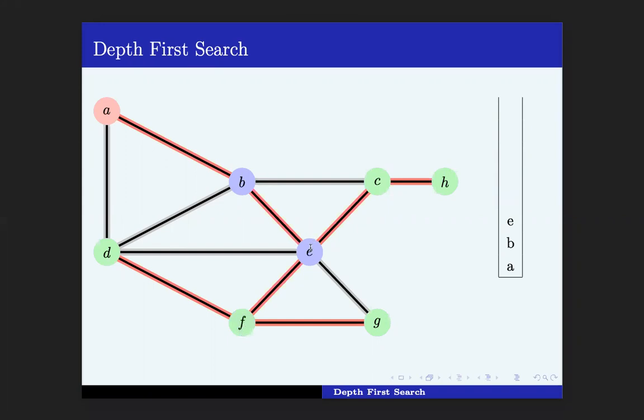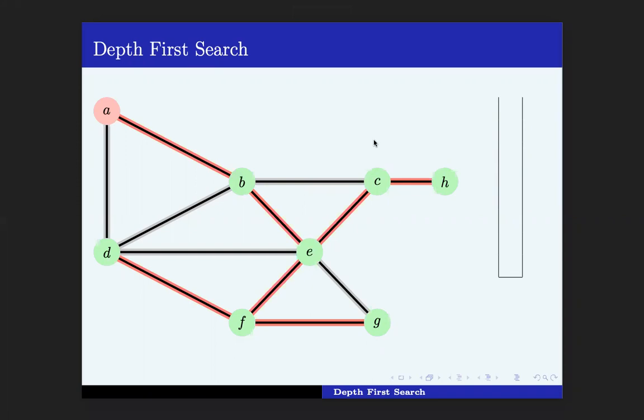Does E have any other neighbor left? E has a neighbor D, but that has been checked. E has a neighbor G that has been checked. So E doesn't have any other neighbor left, so E is also marked, and we go back to B. At this point, B says: I have a neighbor D, but that is already marked, and C is marked. So B also doesn't have a neighbor, and I go back to A. This is the way we are doing this whole process.